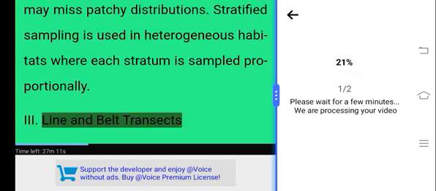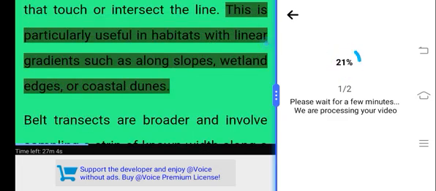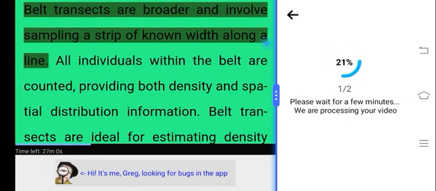3. Line and belt transects. Line transects involve stretching a line, like a measuring tape or string, across a habitat and recording plant individuals that touch or intersect the line. This is particularly useful in habitats with linear gradients such as along slopes, wetland edges, or coastal dunes. Belt transects are broader and involve sampling a strip of known width along the line. All individuals within the belt are counted.